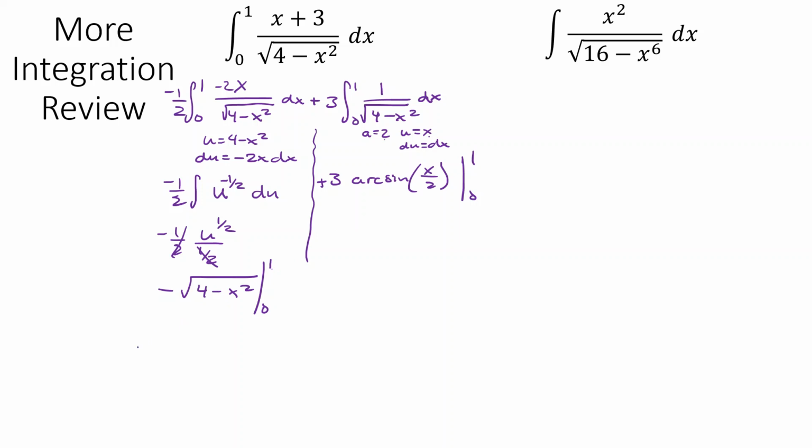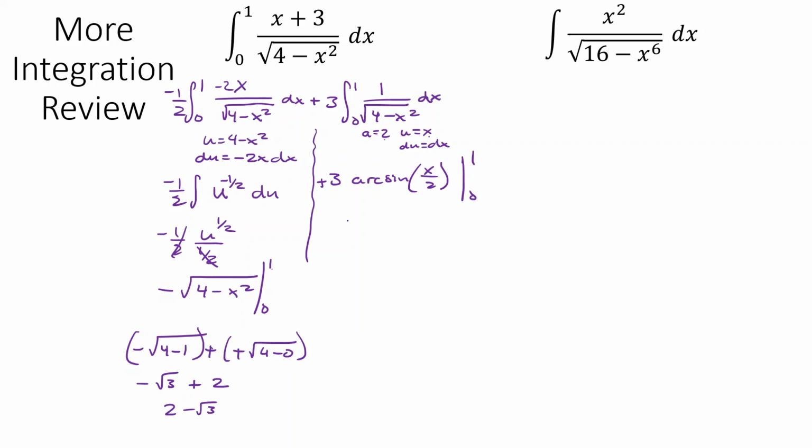So if we plug in 1 here, we get negative square root of 4 minus 1 minus negative square root of 4 minus 0. All right, so we get negative square root of 3 plus 2. Right? These are going to cancel out. Square root of 4 is 2. So there we go. Our 2 minus the square root of 3.